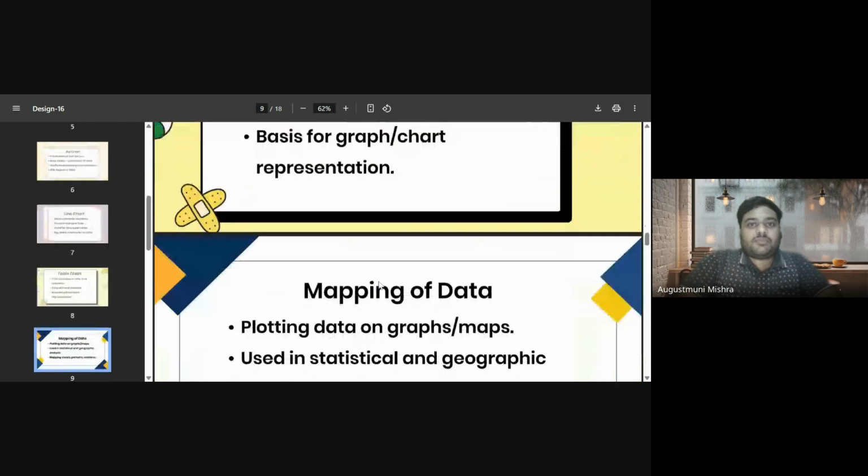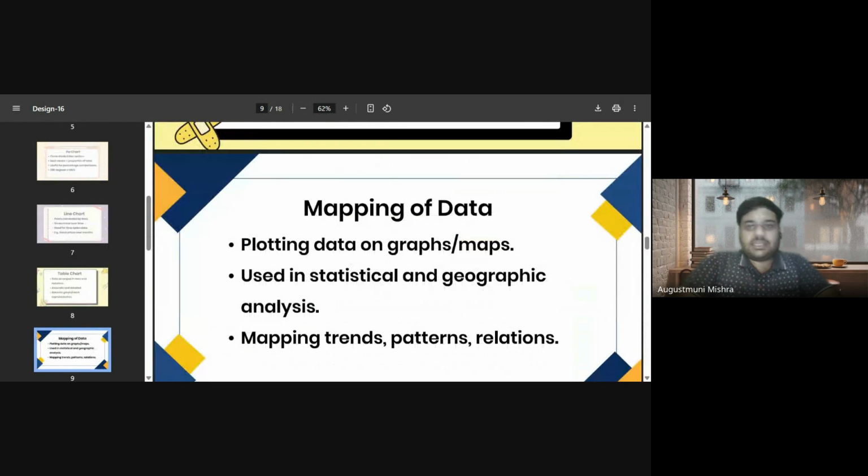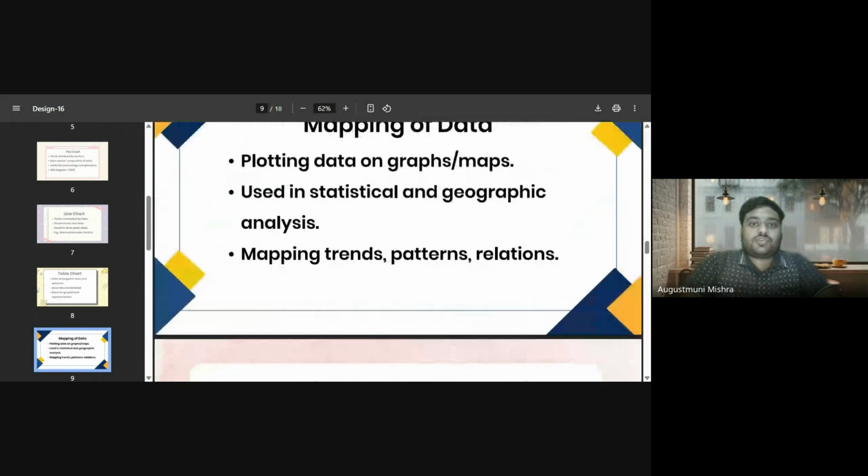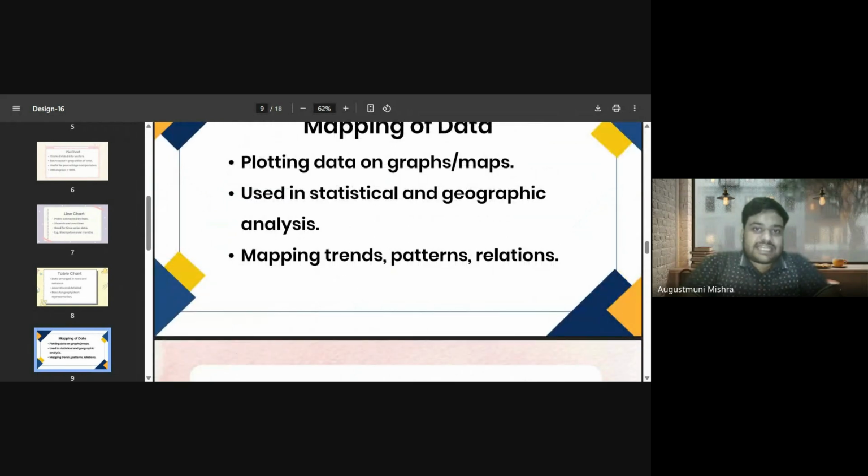Now there is another topic, mapping of data. I'm just giving you a brief of the topics, then we'll move to the questions. To map the data, you plot data on graphs and maps. You use statistical and geographical analysis software, like SPSS, which I discussed earlier, for the mean, mode, median, and different variations of data. Through mapping you understand the trends, patterns, and relationships between variables.